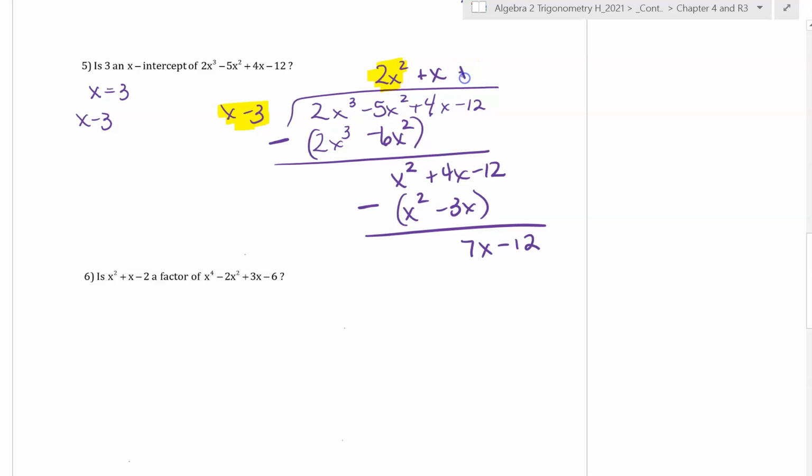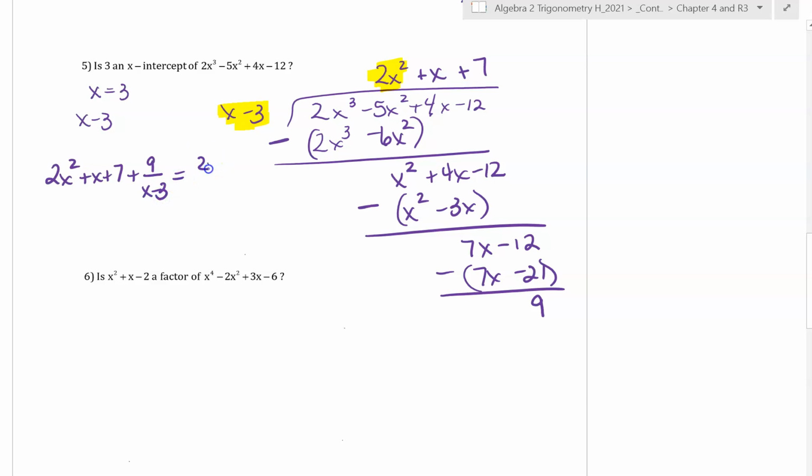So now our last term in the quotient is 7. And we will subtract. So you will have a remainder. 21 minus 12 is 9. So 3 is not an x-intercept. X minus 3 is not a factor. So our summary statement is 2x squared plus x plus 7 plus the remainder over the divisor.